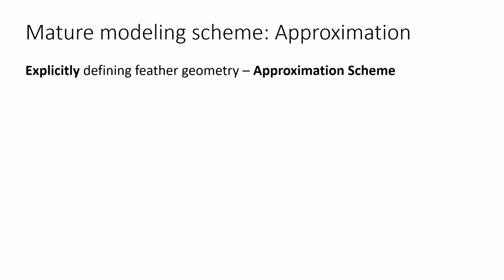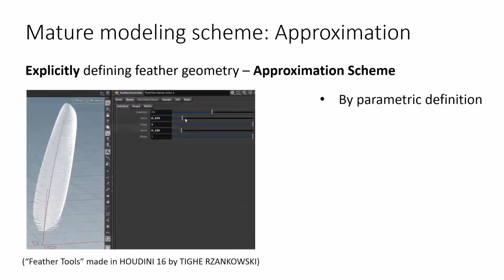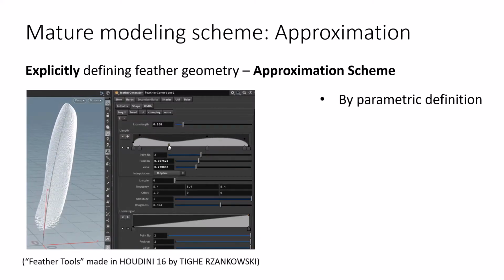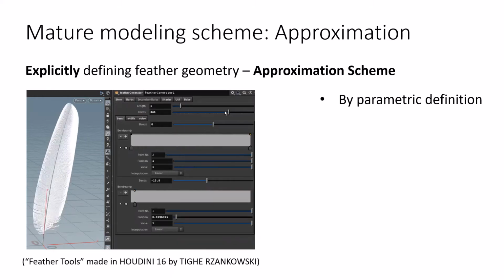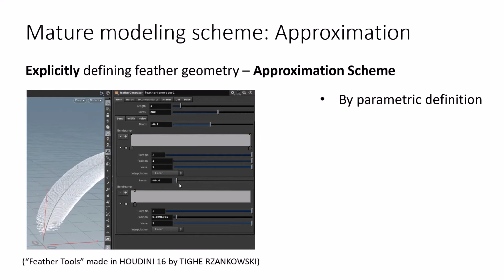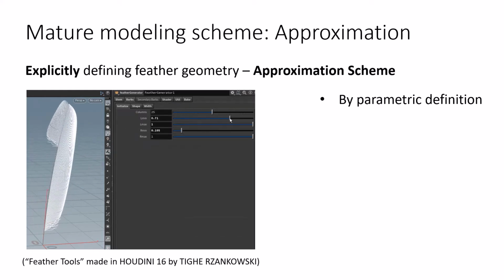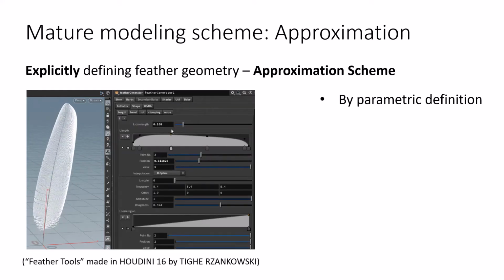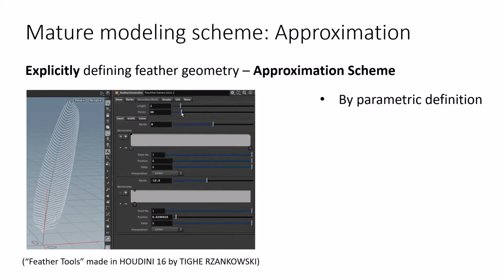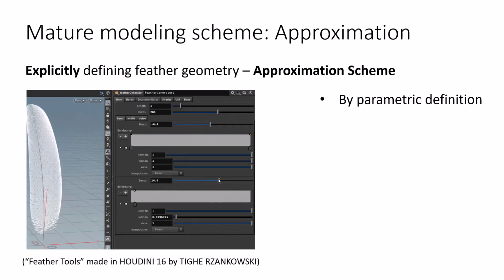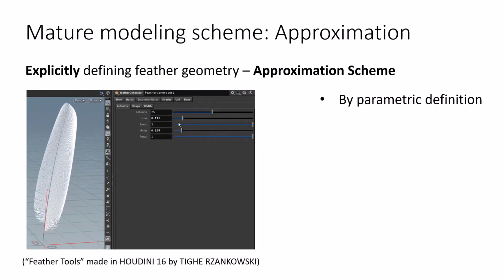About the existing feather modeling methods for computer graphics, most of them choose the approximation way to define the feather geometry. The most practical approximation scheme is the parametric definition. Each aspect of feather shape is defined by a parameter or a NURB curve, which is flexible enough to approximate feather shapes by user hands. Although in many cases, a real feather photograph is needed for reference.